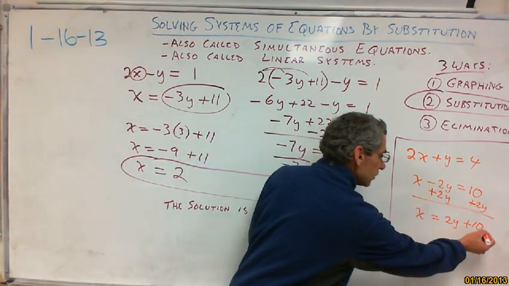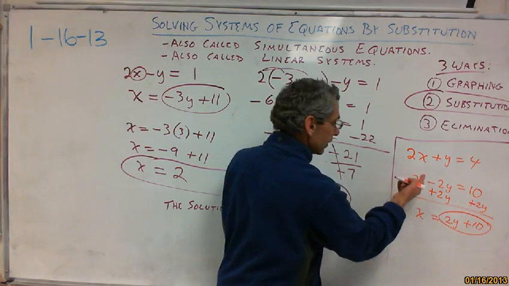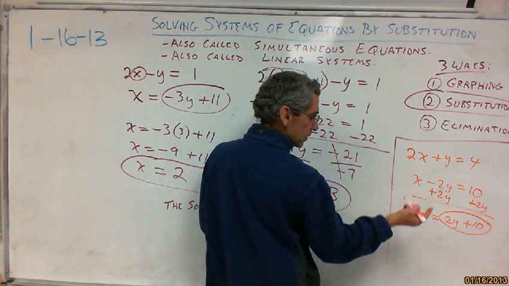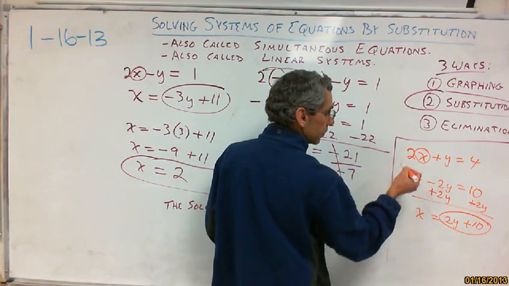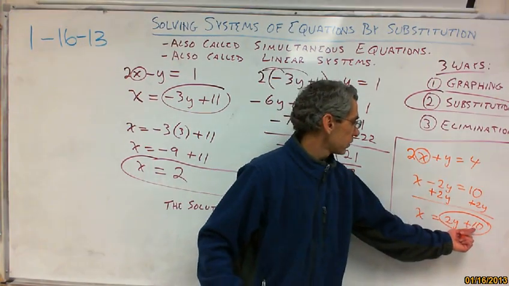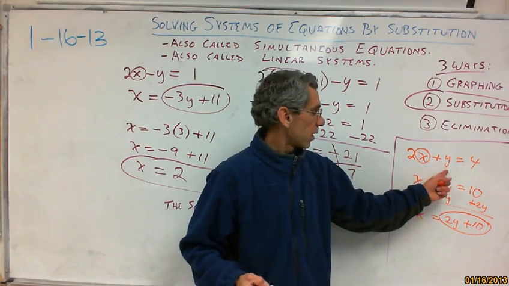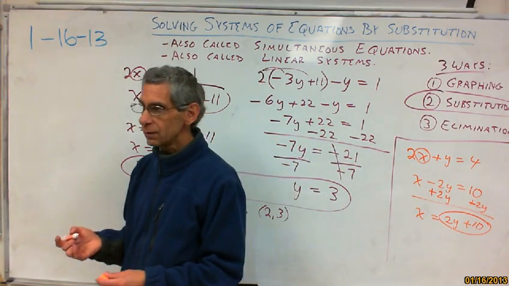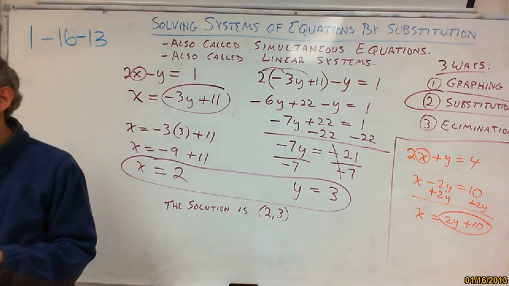And so I could substitute that in for the x in the other equation, right? 2 times (2y plus 10), plus y equals 4. Make sense? You guys get it?